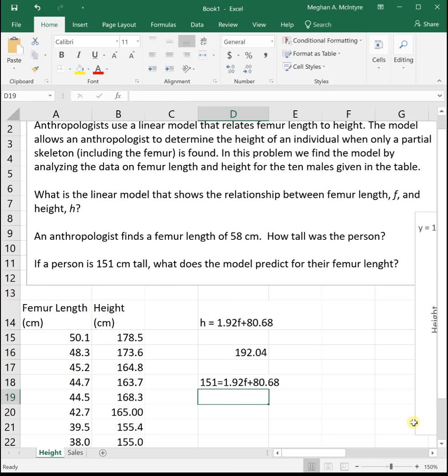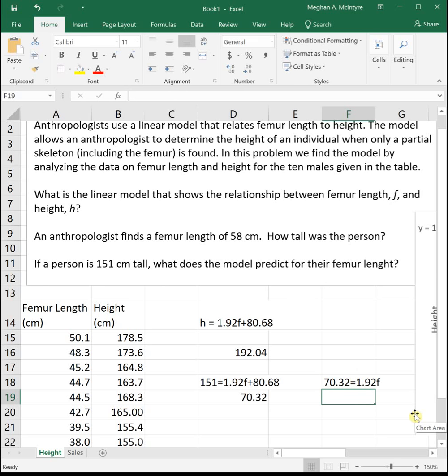We're going to need to do some math, so we need to subtract 80.68 from both sides. I'm not going to do this one in my head, I'll actually do it in Excel. So we subtract 80.68 from both sides to get that 70.32 is equal to 1.92 F.